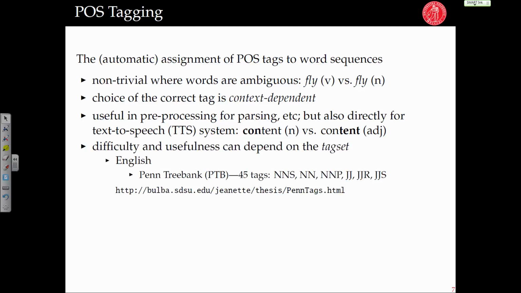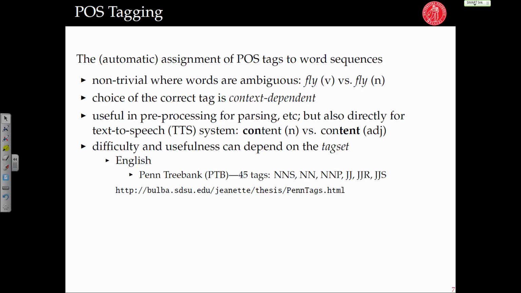The difficulty and the usefulness of the problem is dependent on the tag set. So you saw these distinctions that we made. A noun could be a proper noun, etc., singular, countable, uncountable. So the more fine-grained, the more difficult the task would be. And the more coarse-grained is possibly easier, but maybe less useful.